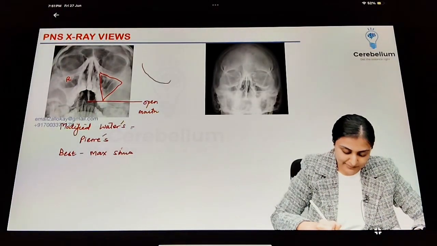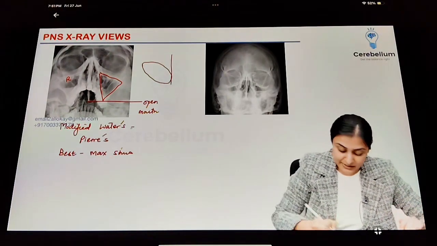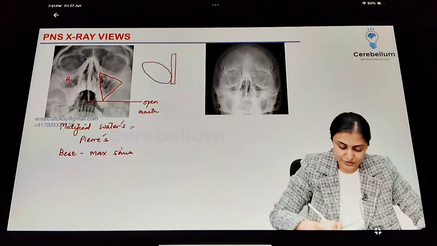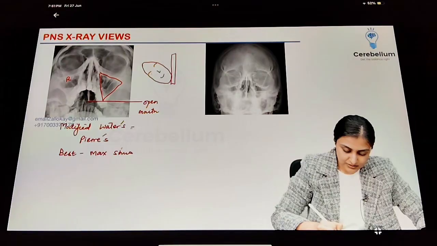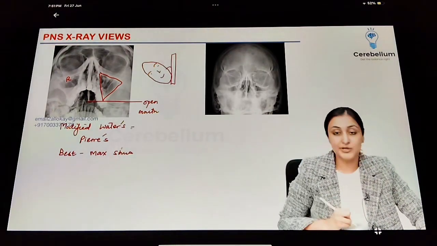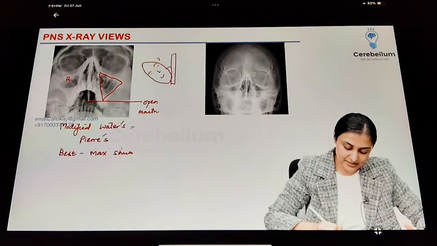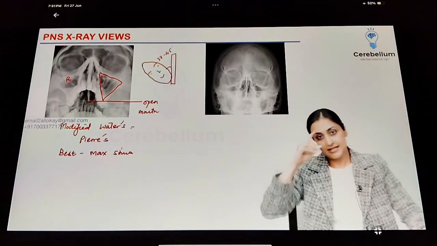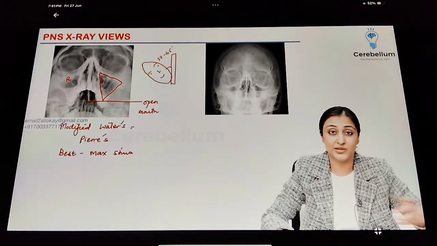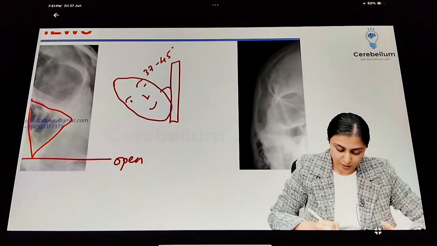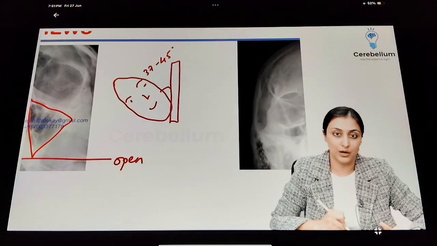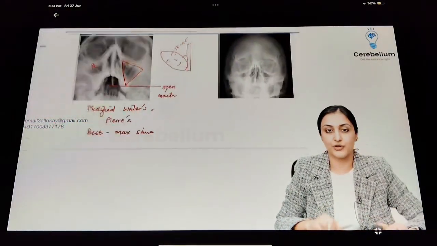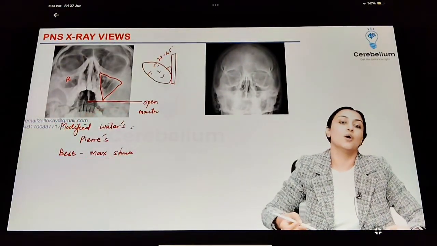So just to give a diagrammatic representation, not a great diagrammatic representation, but it will do the job. This is the image receptor. Imagine this is the patient, okay? So the angle between the chin and the image receptor is around 37 to 45 degrees. This is a repeat question, very weird repeat question. I don't know why they had to ask this, but the logic, I hope you understood. We have to lift the chin out so as to free the maxillary sinus from the bowl. So this is how we acquire a Waters view.